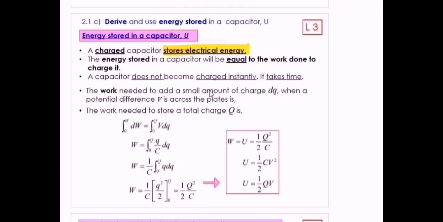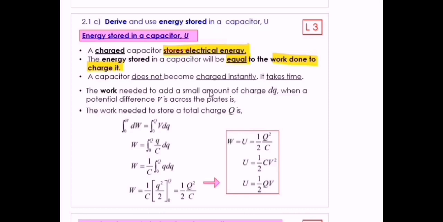So energy stored in a capacitor would be equal to the work done to charge it. That means if we put more work into charging the capacitor, the energy would be bigger. And we know the capacitor does not charge instantly. It takes time. The electrons need to flow and then it gets charged.